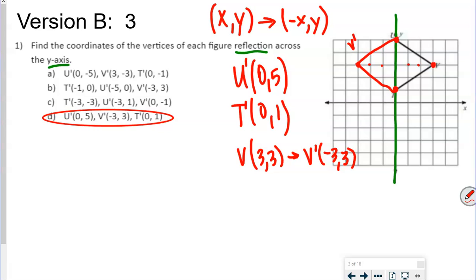So now we're just checking to see which of these match. So obviously, let's just look at U prime. U prime there is not correct, U prime there is not correct, and U prime there is not correct. So let's just go ahead and check all 3 points with D. U prime is 0, 5, V prime is negative 3, 3, and T prime is 0, 1. So that's why the answer was D.